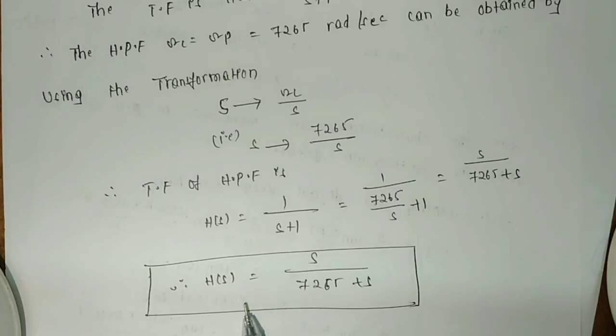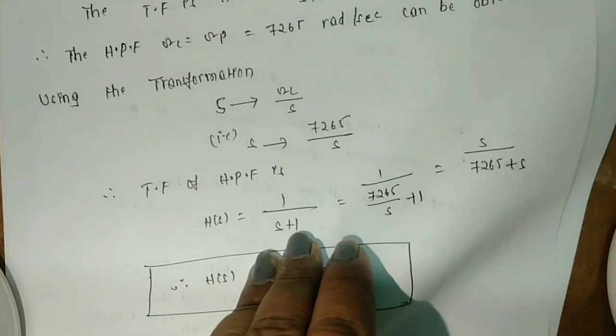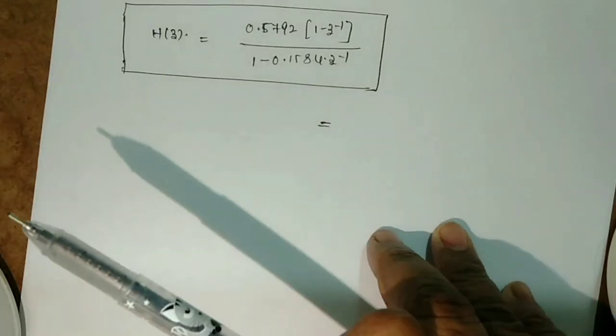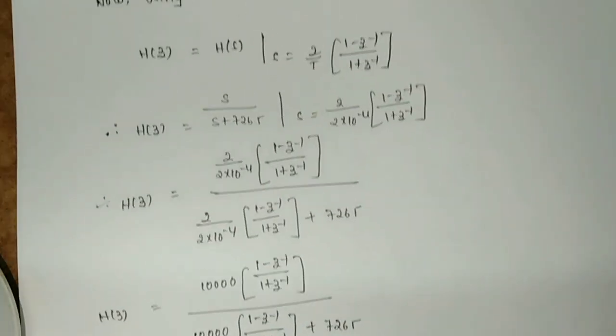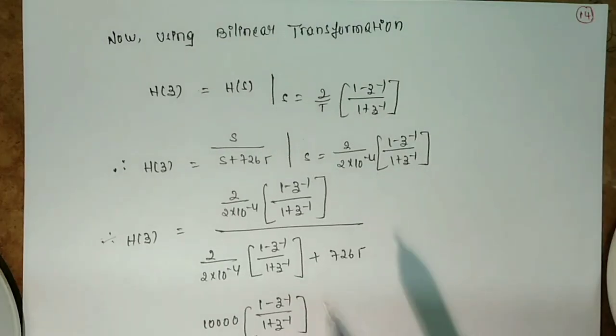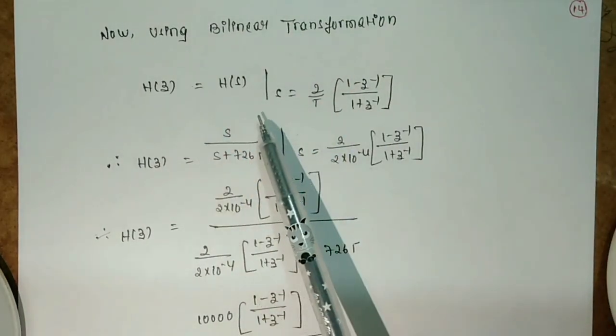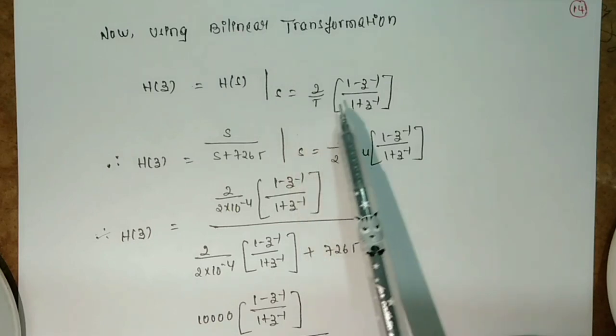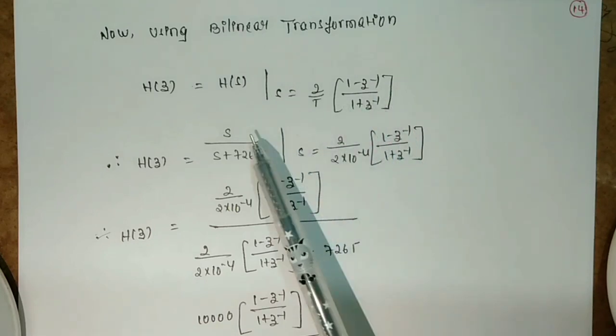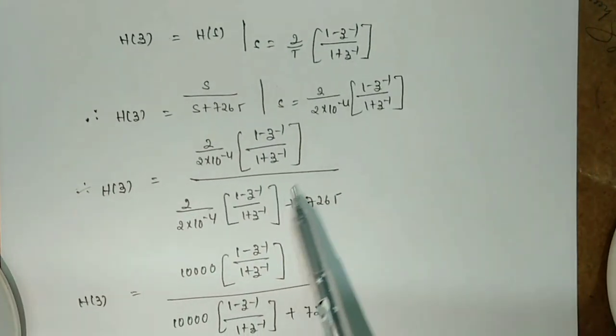We have obtained the high pass filter transfer function, but this is in the analog domain only. But the question asks us to design the digital filter, and to convert the analog filter into the digital filter, they are asking us to use the bilinear transformation method. So in the bilinear transformation method, in place of s, we have to substitute 2 by T into (1 minus z inverse) by (1 plus z inverse). So H of z is equal to H of s when you substitute s equal to 2 by T into (1 minus z inverse) by (1 plus z inverse). Whatever H of s I got, in that H of s I am substituting this value.